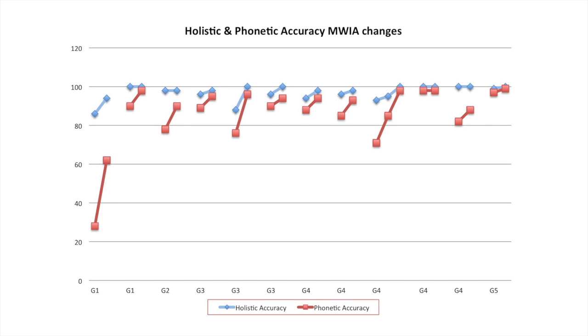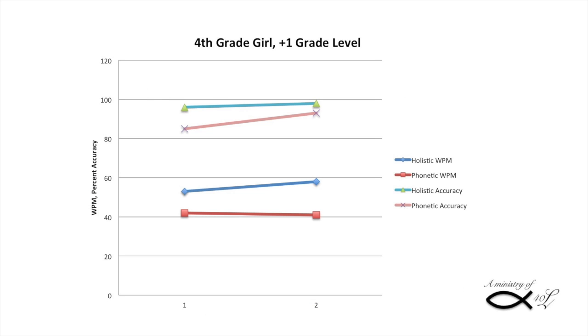This shows the increase in accuracy after remediation. The red lines are phonetic words. Again, the students who have poor reading and guessing habits from sight words miss a lot more phonetic words than holistic words, and therefore have a lot more improvement in them. However, they also usually have a small improvement in accuracy in the holistic words.